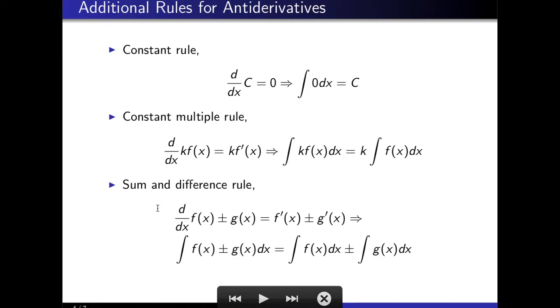Sums and differences, we know from our rules for derivatives, we can add and subtract functions when we take their derivatives. So the derivative of the sum is the sum of the two derivatives. The same thing applies for antiderivatives. So we can find the antiderivative of a sum by finding the sum of the two antiderivatives. So antiderivative of f plus antiderivative of g.